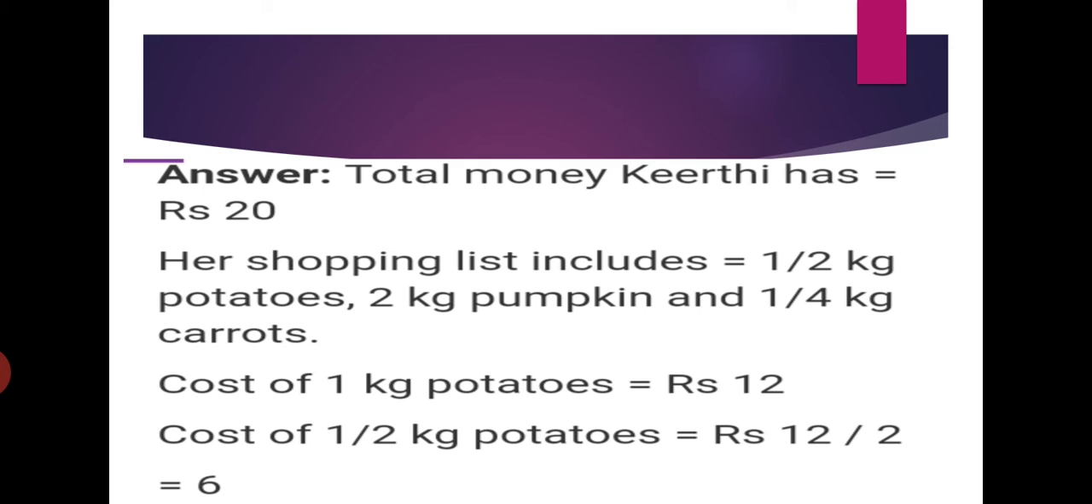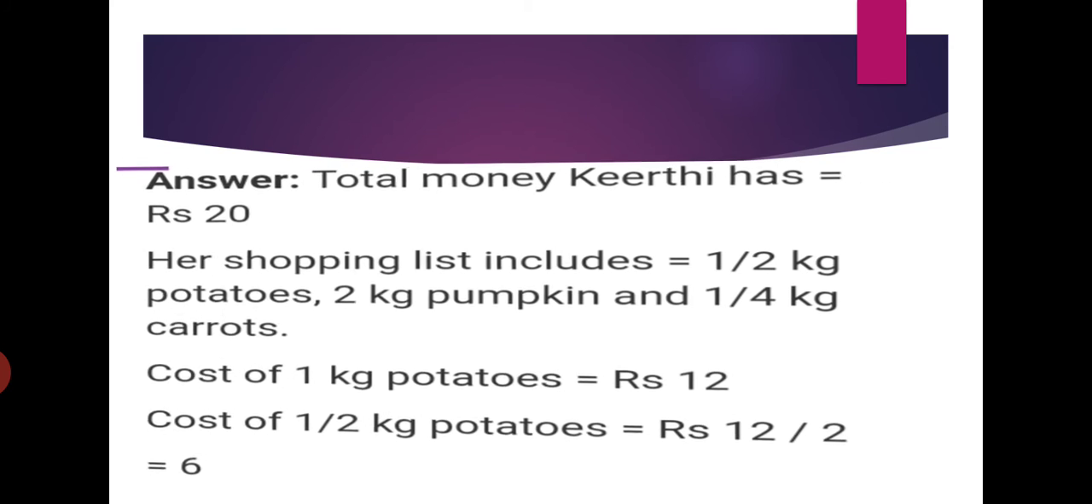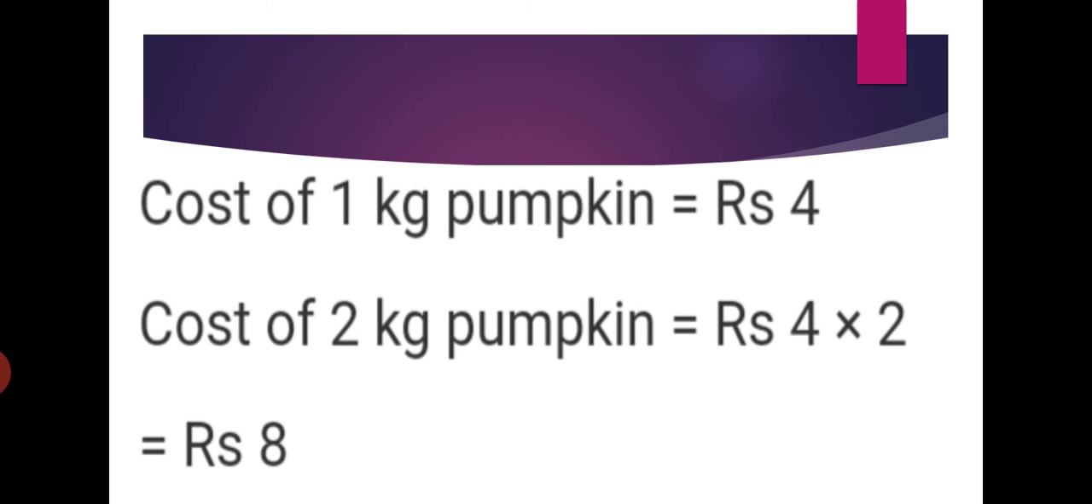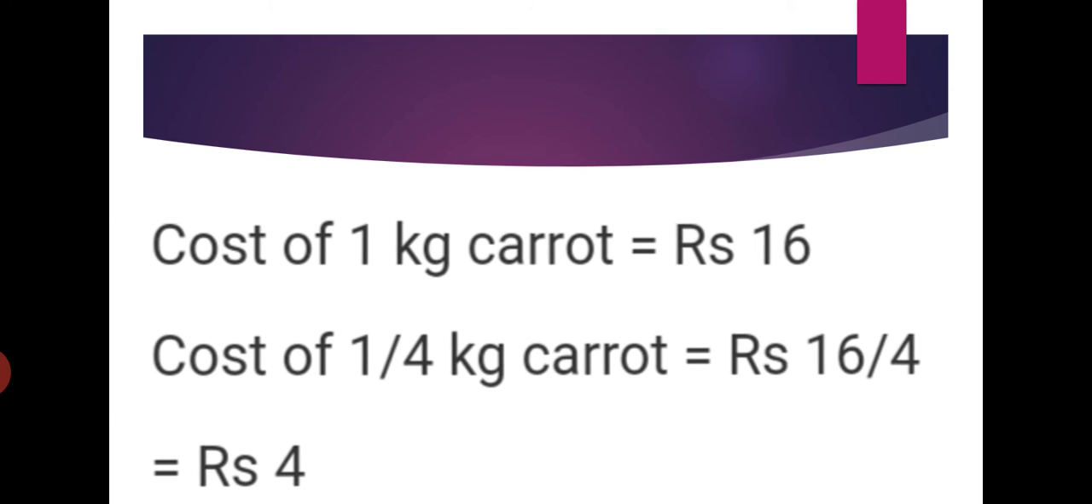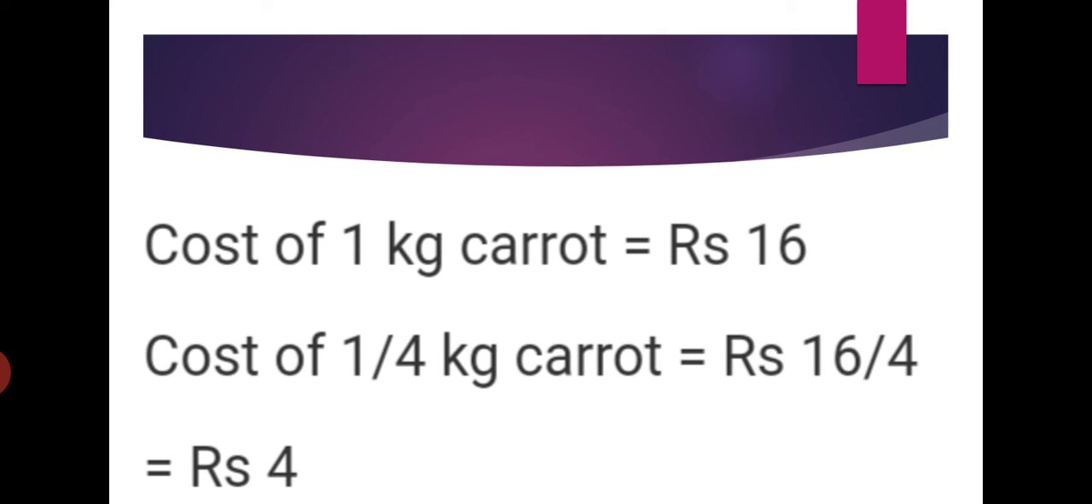सेकेंड उसे क्या लेना है? 2 kg pumpkin. सो 1 kg pumpkin इज इक्वल टू रुपीज़ 4. जब 1 kg 4 रुपीज़ का है तो 2 kg कितने का होगा? येस, इट इज़ ऑफ रुपीज़ 8. फिर उसको लेना है 1/4 kg कैरेट. तो कॉस्ट ऑफ 1 kg कैरेट इज इक्वल टू रुपीज़ 16. और 1/4 kg, 16 divided by 4, that is equal to 4.